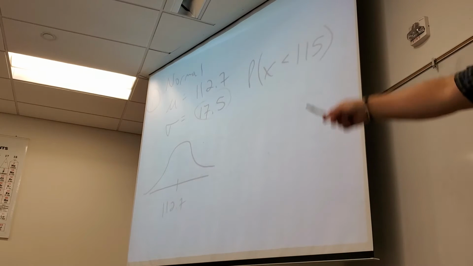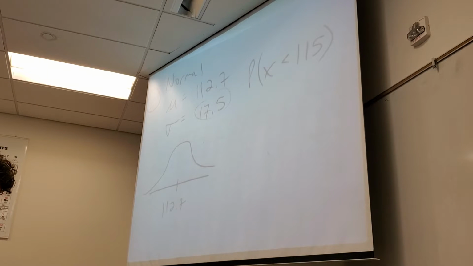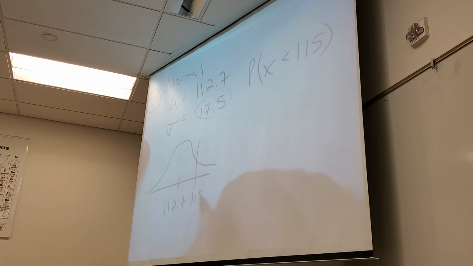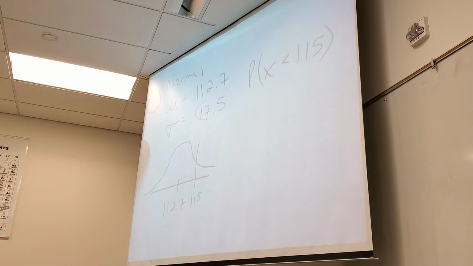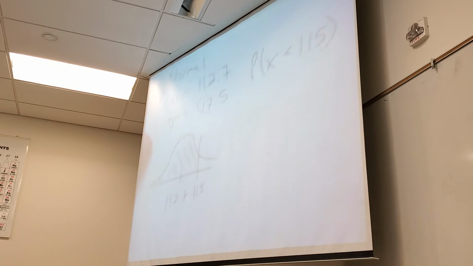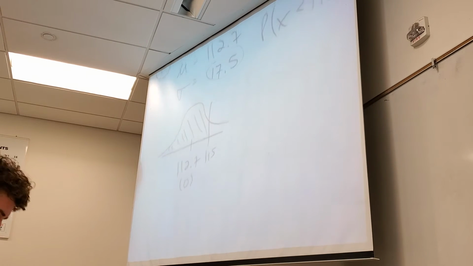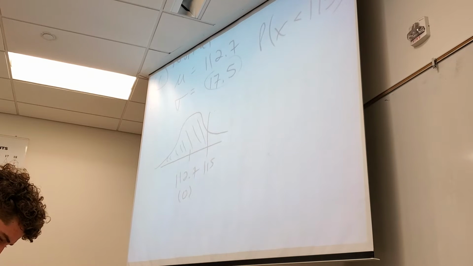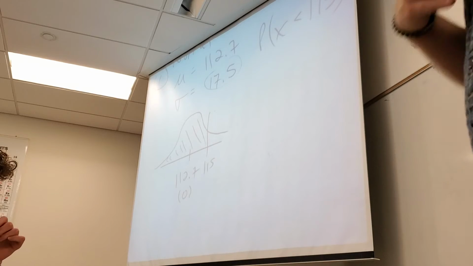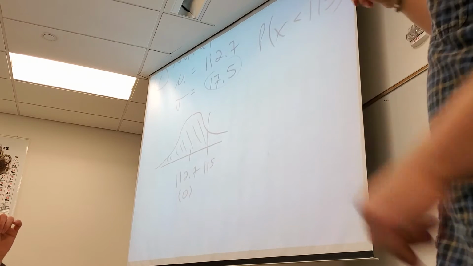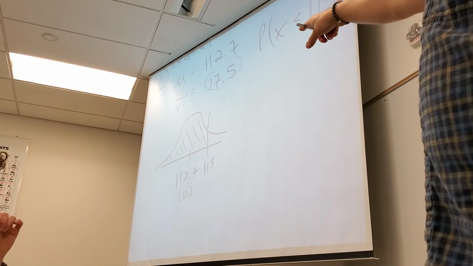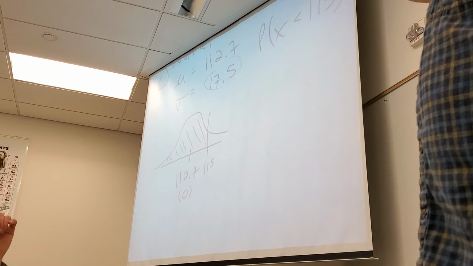So where's 115 go? Up here somewhere. And then I'm going to shade where? Below. So right below 112.7, what could I put? What would I put here? 0. Why? Because that's the z-score for the mean, always 0. How far away from the mean is the mean? 0. Right? Where are you? I'm right on top of myself. I'm the mean. 0. What do I have to do with 115 before I can use the chart?